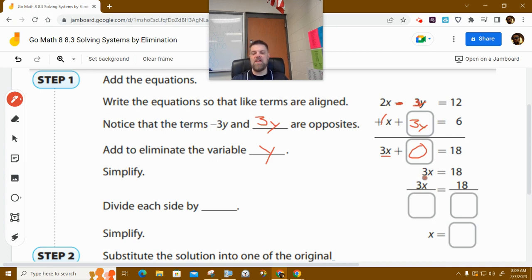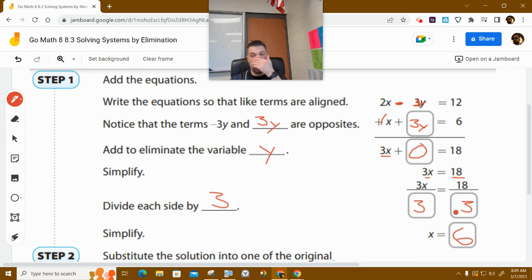So anyways, what we're left with is 3x equals 18. So I've got to get the 3 by itself. 3 is being multiplied by x. What's the inverse of multiplying by 3? So we're going to divide both sides by 3. 3 divided by 3 is 1x. What's 18 divided by 3? 6. That's our x value.